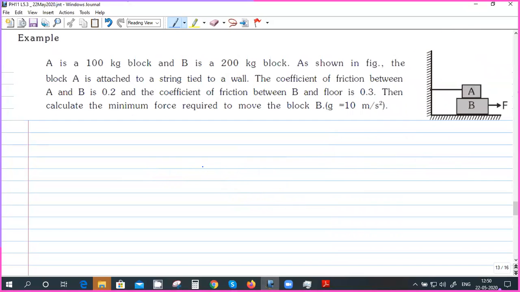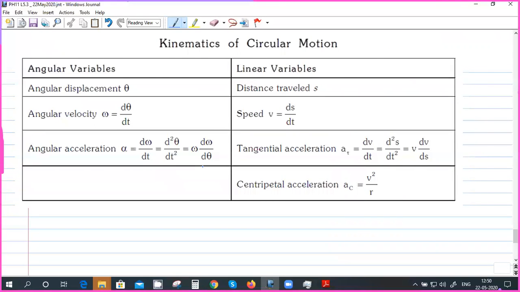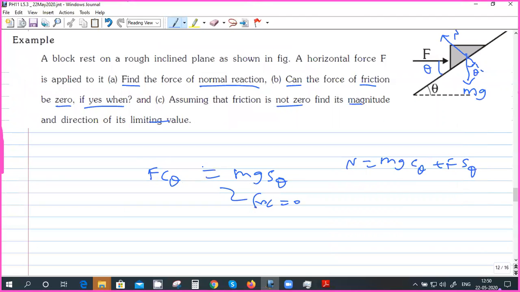Okay, there are a few more problems in this. Do it as homework. If you're not able to, I'll do it next time.